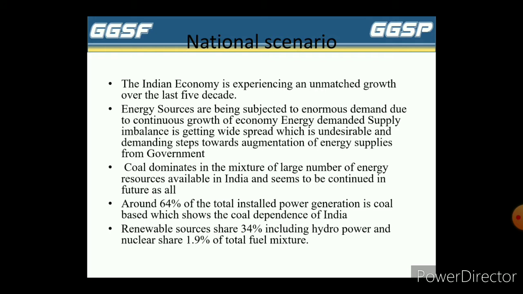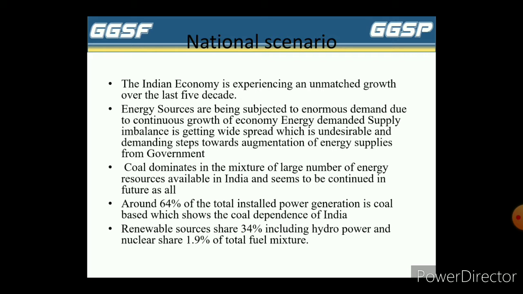National scenario. The Indian economy has experienced an unmatched growth in the last 5 decades. Energy sources are being subjected to enormous demand due to the continuous growth of economy. Energy demand and supply imbalance is getting widespread, which is undesirable and demanding steps toward the augmentation of energy supplies from government. The coal dominates in the mixture of large number of energy sources available in India and seems to be continued in the future as well.